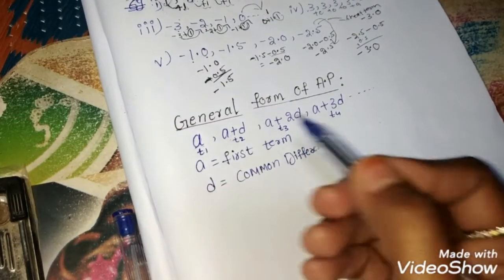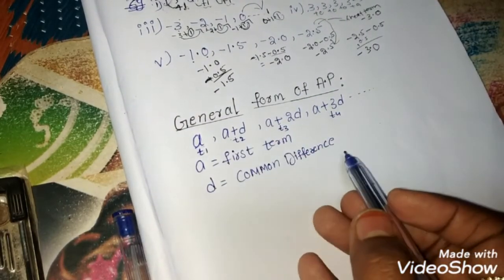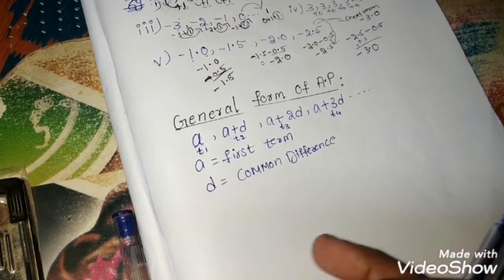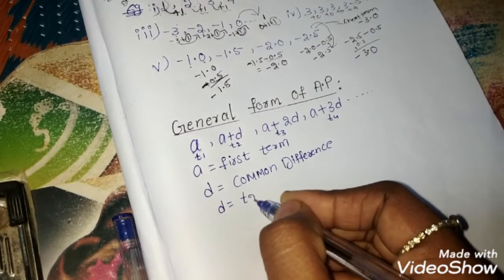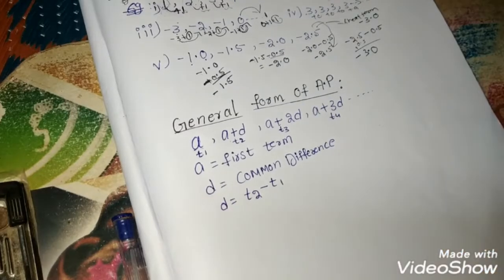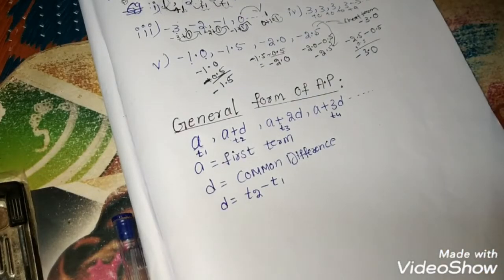Here A is the first term and D is the common difference. What is a common difference? The common difference between two terms. We can say that D is equal to T2 minus T1.